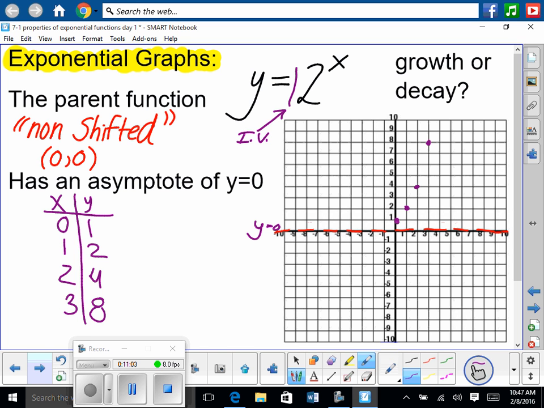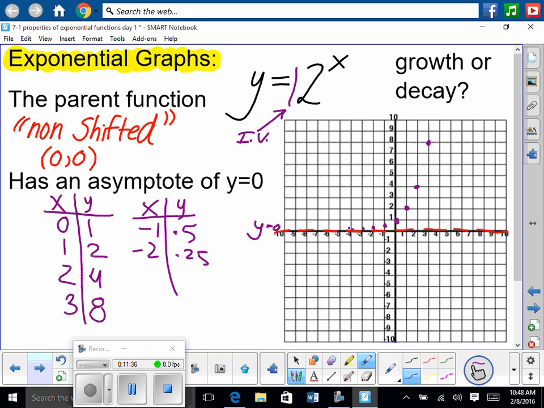Let's plug in -1. What do you get? 1/2. So we're going to -1, up 1/2. Let's plug in -2. 0.25, right? So we're going to -2, up 0.25. Now if you keep plugging in, it's going to get smaller and smaller, closer and closer to 0, but it's never going to cross. Now look, didn't we divide by 2 every time to get over here? We were at 1. What's 1 divided by 2? 0.5, right? Divided by 2 is 0.25.